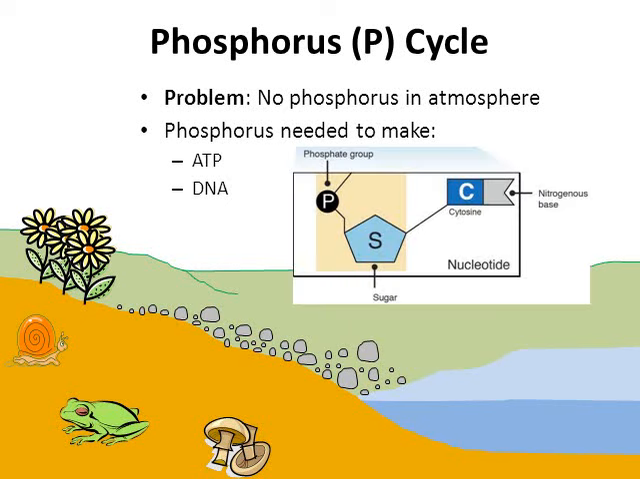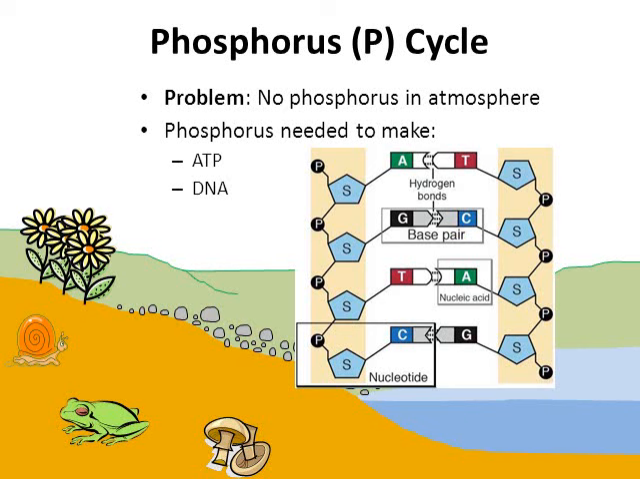We also need phosphorus to make DNA, deoxyribonucleic acid. If we look at a nucleotide, we can see that there's a P in the diagram because, again, one of the parts of a nucleotide is called a phosphate group. And when you combine one nucleotide with several others, you have a molecule called DNA.